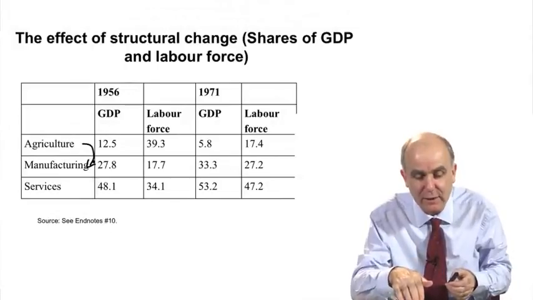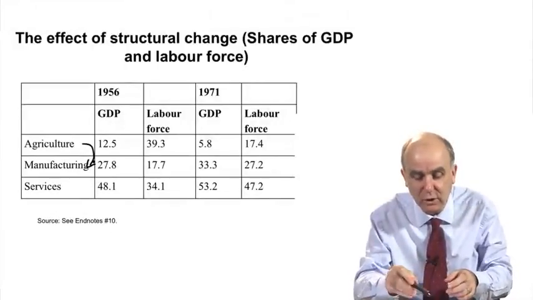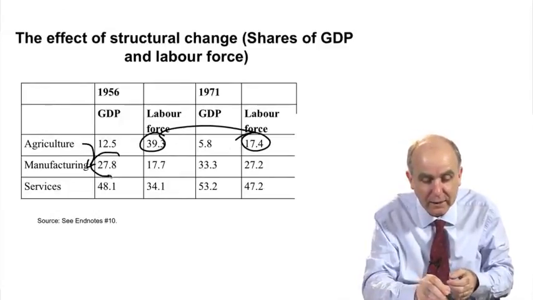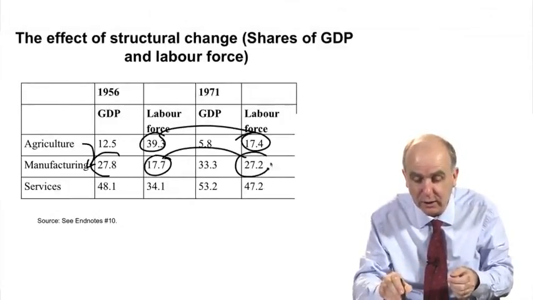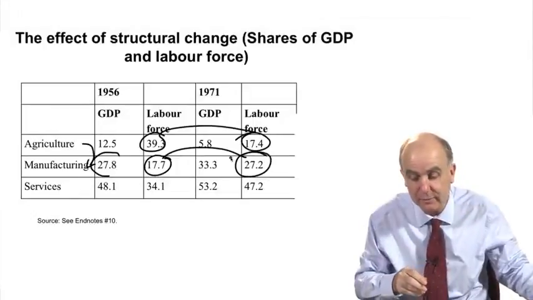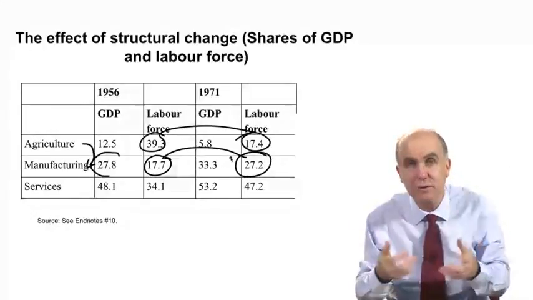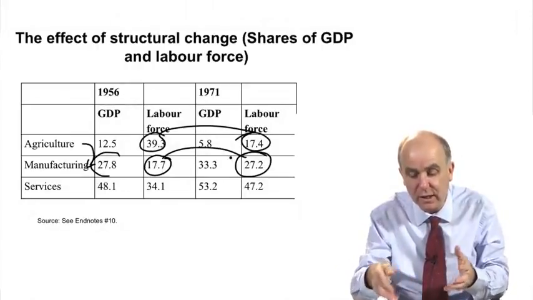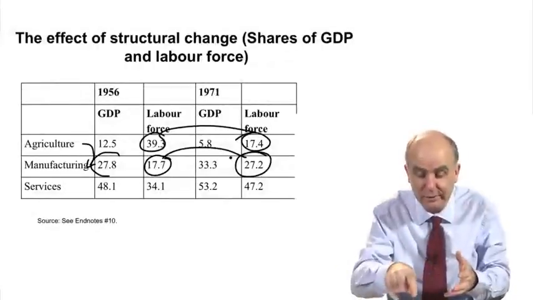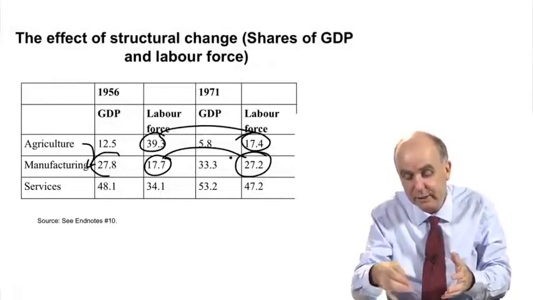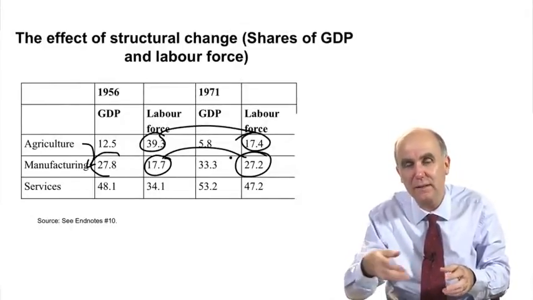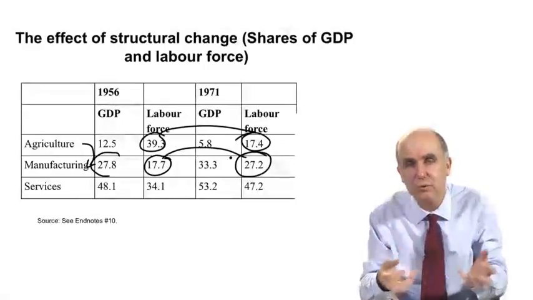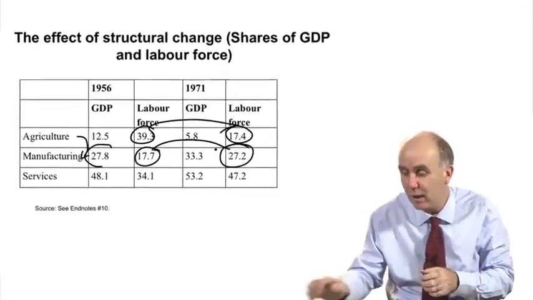Now, by 1971, you've had a big shift of workers out of agriculture and into industry. And so that's going to have boosted productivity. And you see that differential in the relative productivity with labour force relative to GDP still exists in 1971, which meant that even in 1971 there was still more scope to keep getting a boost to productivity in that way.